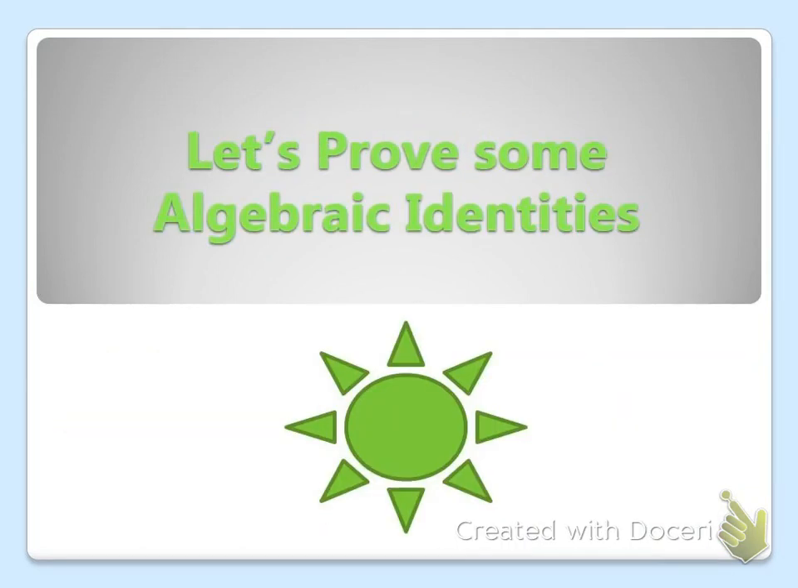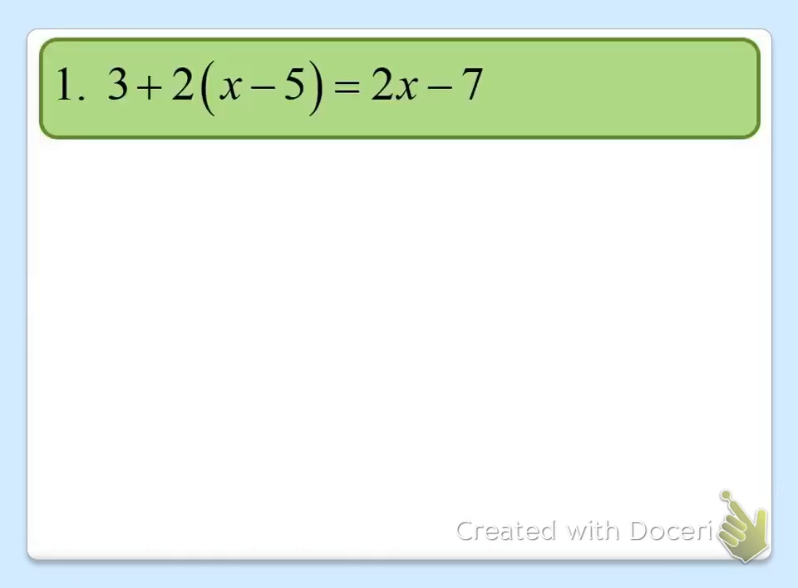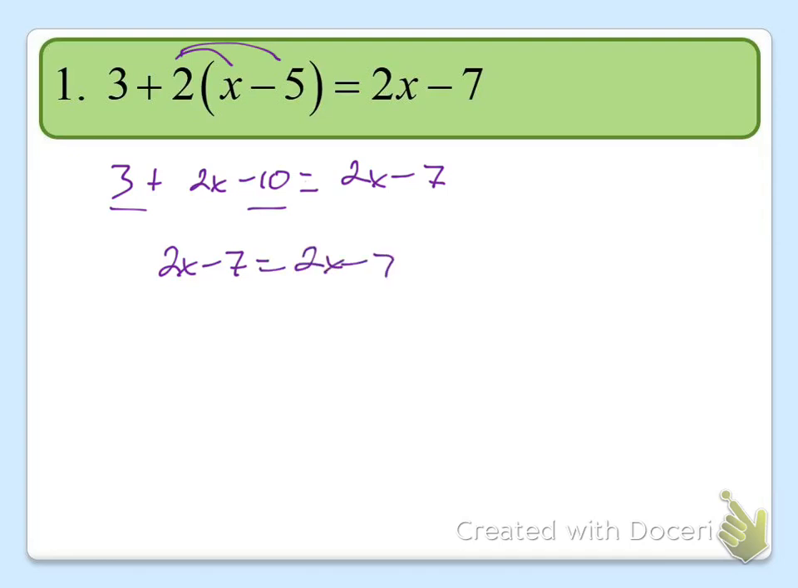So the idea is to be able to verify some trig identities. Before we do that, let's take a look at some algebraic identities. Here's what we mean by an identity. In Algebra 1 class, we gave you this equation to solve. And so you needed to go solve it. And of course, you're going to try to get x by itself. So the first thing you would do here, hopefully, is distribute this 2. You get 3 plus 2x minus 10 equals 2x minus 7. Then you combine like terms here, and you get 2x minus 7 equals 2x minus 7.